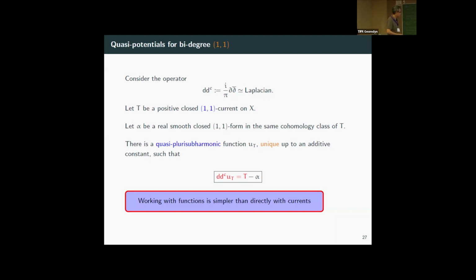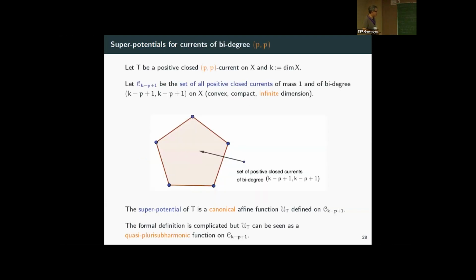So roughly speaking, you can try to solve the dd-bar equation, but here you don't have something canonical. It's not unique, and so on. There are many problems. You cannot do that in the same way. So the way that we do it is to introduce another function that we call the superpotential of our current T.